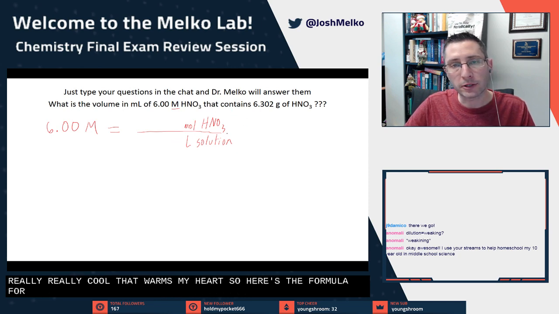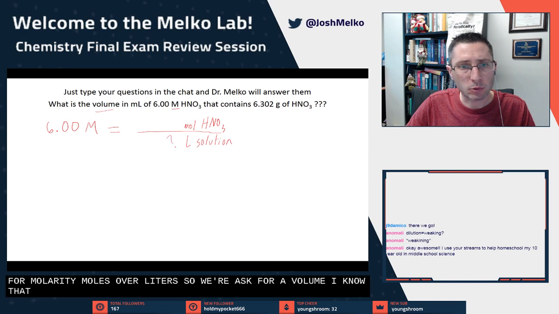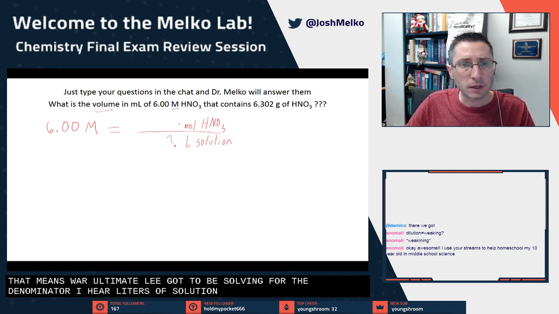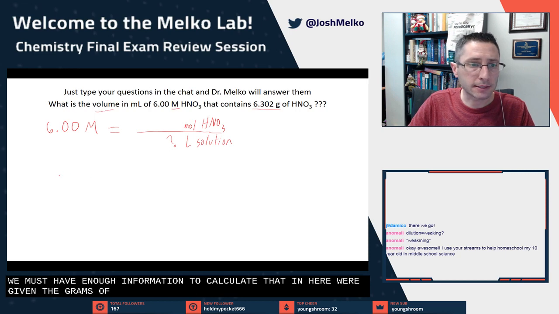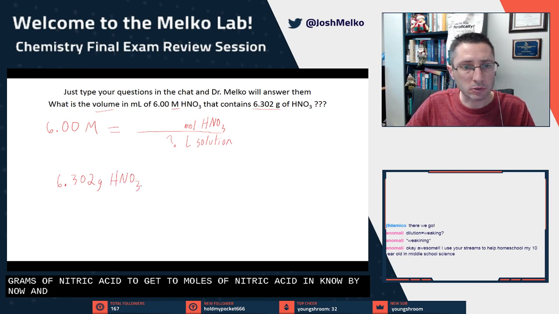Here's the formula for molarity: moles over liters. We're asked for a volume, so I know we're ultimately going to be solving for the denominator here, liters of solution. The numerator is moles, so we must have enough information to calculate that, and here we're given the grams of nitric acid. So I know somehow I can use the grams of nitric acid to get to moles of nitric acid, and by now in the course we've been doing this a lot, converting grams to moles. That's always done with the molar mass.